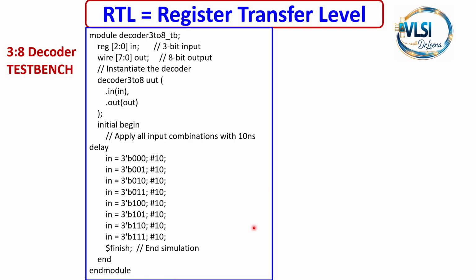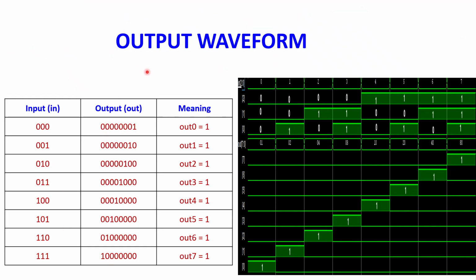Now let's see the output waveform. This is the output waveform of the decoder. Look at this. When the input is 000, the output will be 00000001. That is, output 0 will be active. Then when the input is 001, output 1 will be active. Similarly, when it is 111, output 7 will be active. Let us see it in the waveform window.